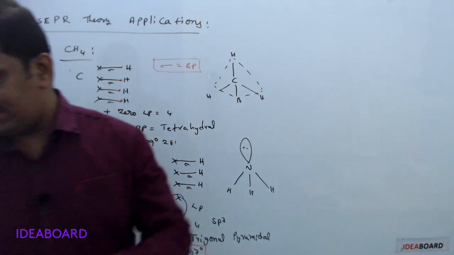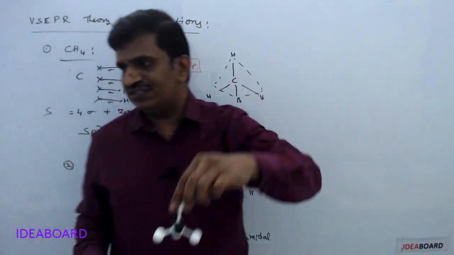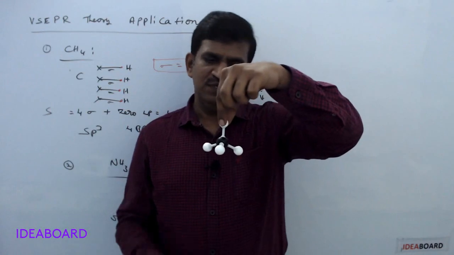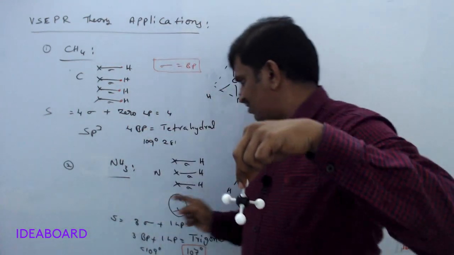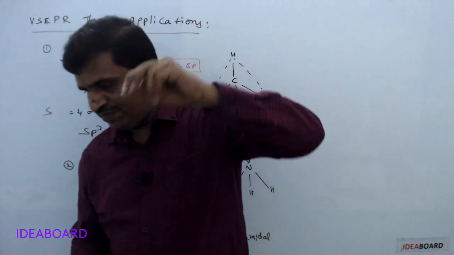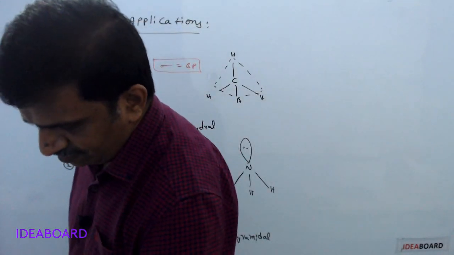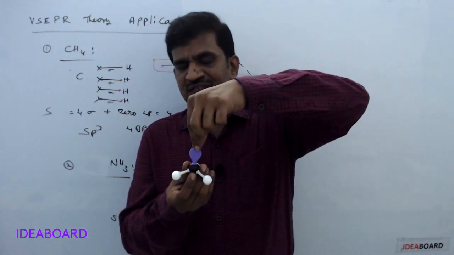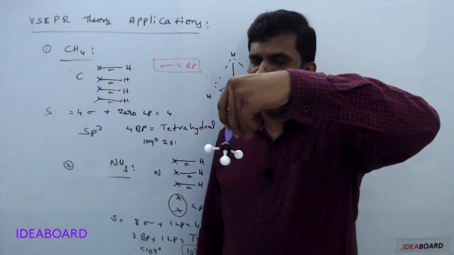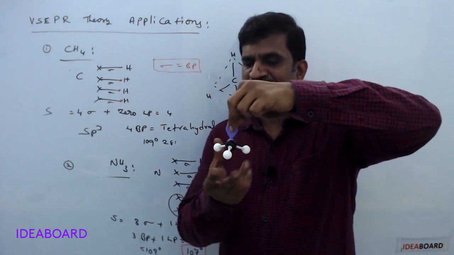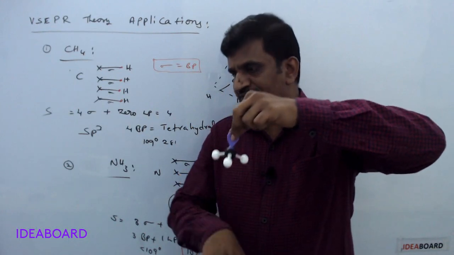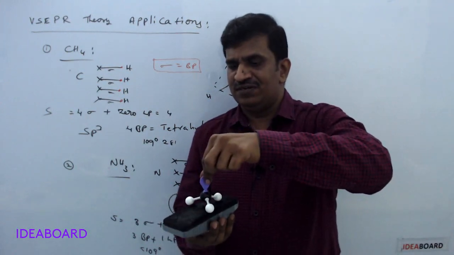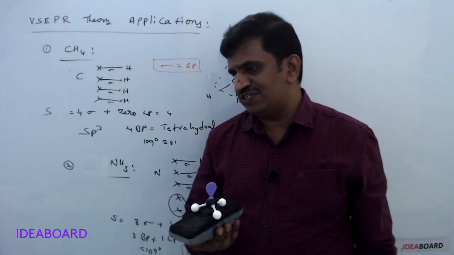If you have all sigma bonds without any lone pairs, this is the shape of the molecule. Please see, this is a tetrahedron. This one is above and the remaining three are below the plane, like the CH4 molecule. If one lone pair is occupying here, then it looks like this: the lone pair is above the plane, and this looks like a pyramid, so this is a trigonal pyramid shape.